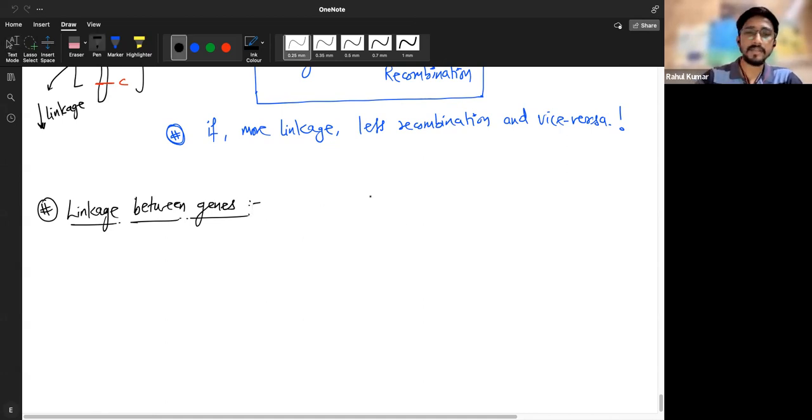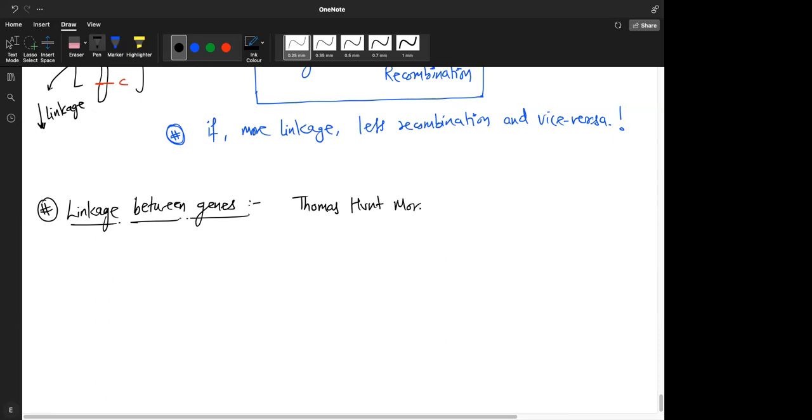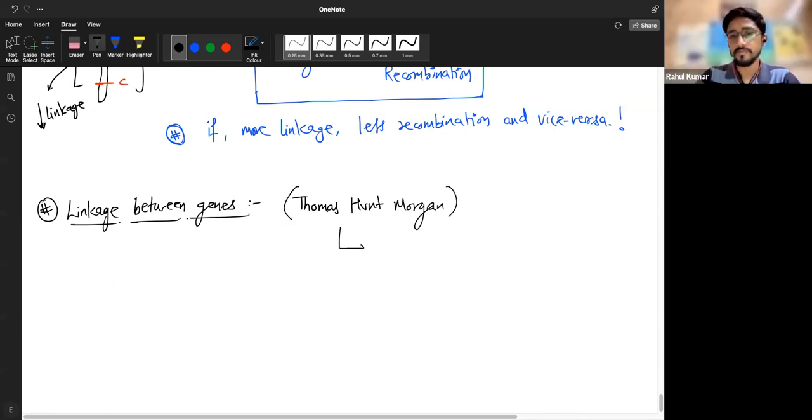Now, there was another scientist who figured this out and first gave the term linkage. His name was Thomas Hunt Morgan, also known as T.H. Morgan. Thomas Hunt Morgan described linkage for the first time.